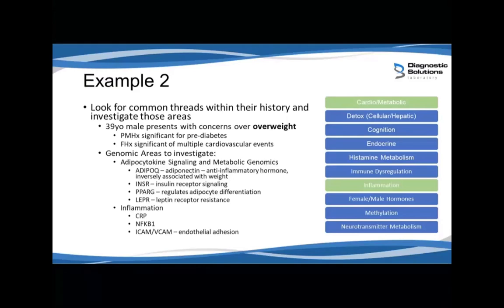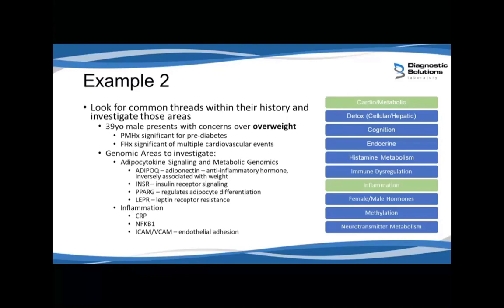which is adiponectin, an anti-inflammatory hormone that's inversely associated with weight and overweight. So if someone has high overweight and difficulties with insulin signaling, they're going to have lower levels of this good anti-inflammatory hormone. We also want to look at their insulin receptor signaling. It's not only that they're becoming insensitive to insulin, but also their receptor can be a lower signaler compared to someone else's receptor. So that might also be a predisposer to these prediabetes and overweight concerns.